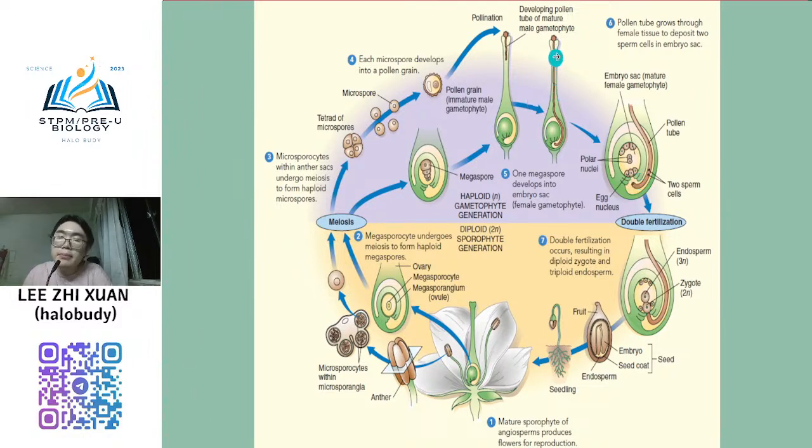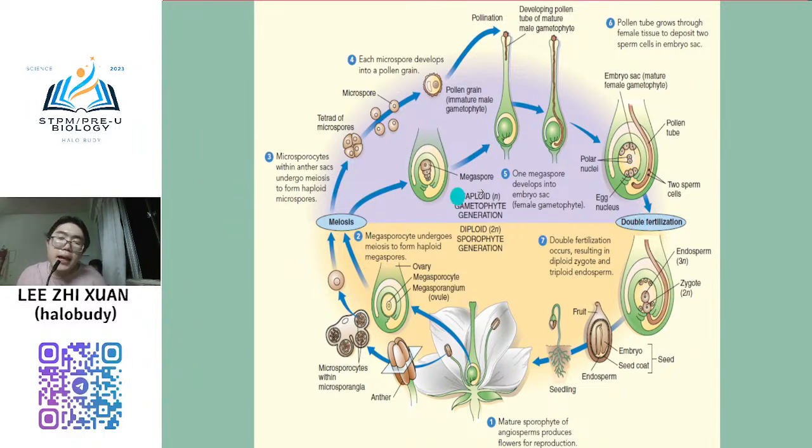And at the same time, when the generative nucleus moves along the pollen tube, it will undergo the mitosis process to produce two nuclei, two sperm cells. And then the tube nucleus will penetrate the integument of the megaspore, so that the two sperm cells can fuse into the megaspore, so that double fertilization can occur.